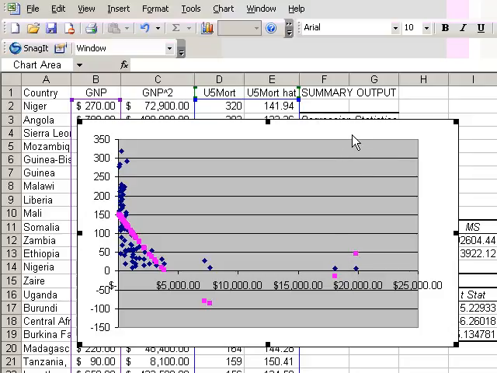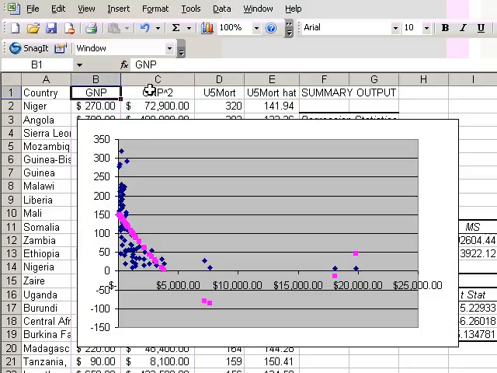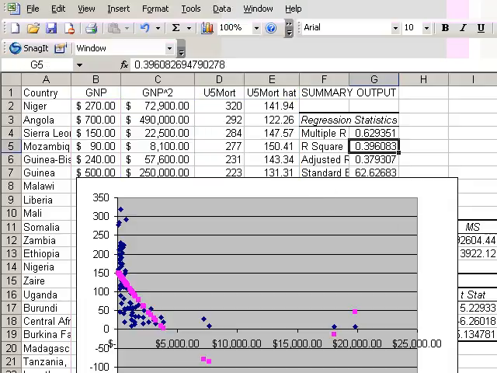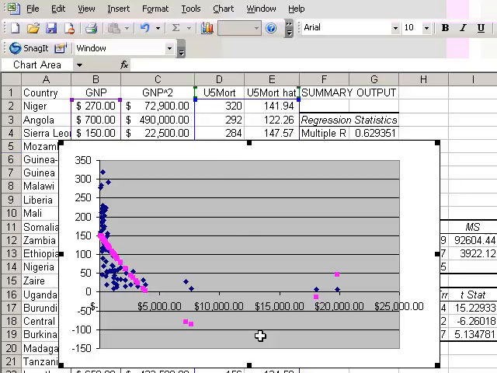So while we can use a second degree equation, that is, in this case, GNP and GNP squared, to predict under 5 mortality, and while our prediction at 39% is better than the straight line prediction we made with GNP alone, the curved line we've created still doesn't fit the data very well.